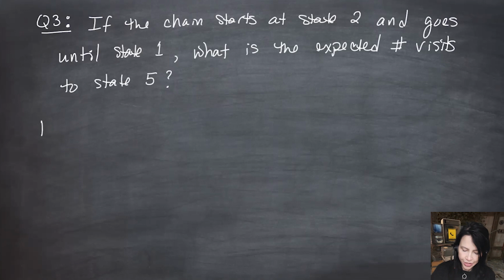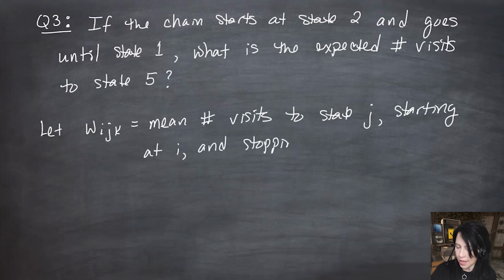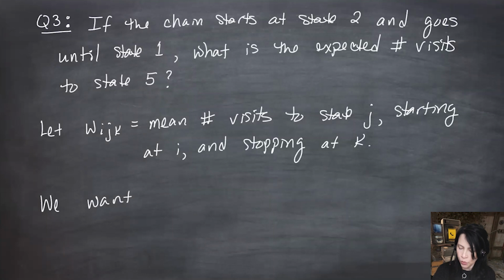First up, we have to set up some notation. I am going to let Wij be the mean or expected number of visits to state J, starting at I and stopping at K. And so what we want to solve for is W251.